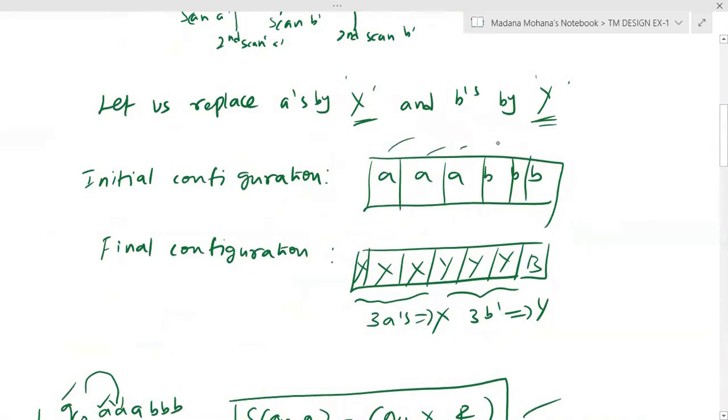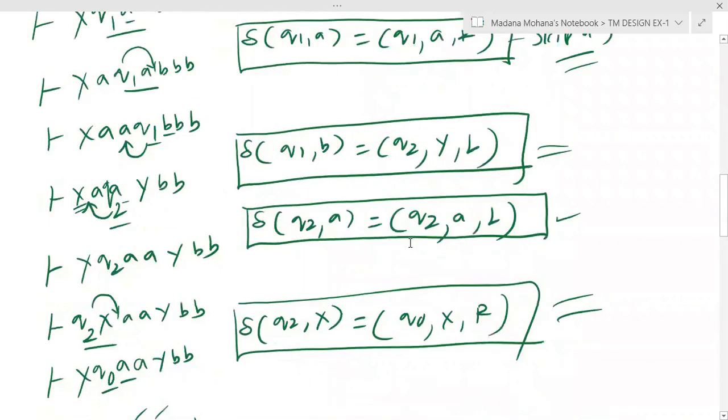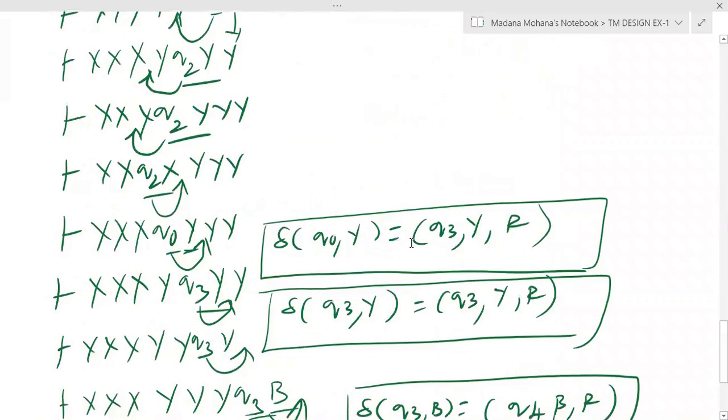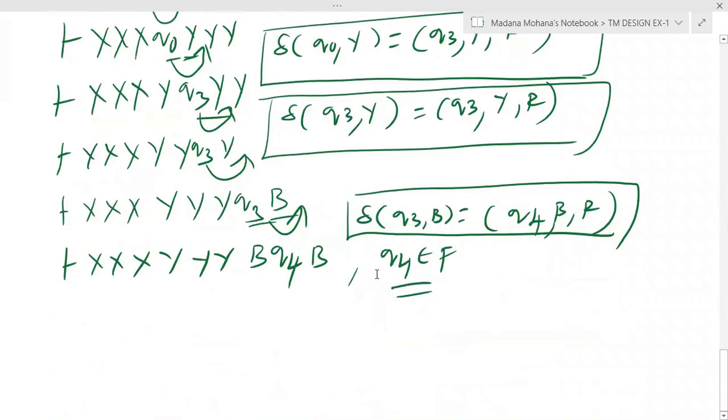Here we consider 3 A's, 3 B's. Then the corresponding 3 A's are replaced with 3 X's, then 3 B's are replaced with 3 Y's, and finally a blank. So here we got this final configuration. Therefore, the machine accepts by satisfying 3 A's followed by 3 B's, then halts at that state. So here Q4 is the final state now.